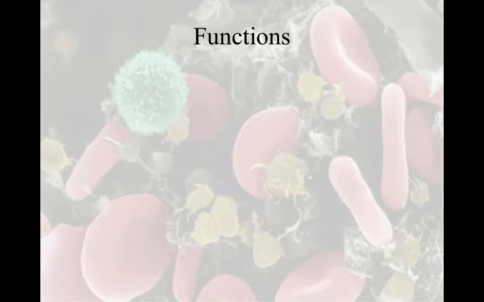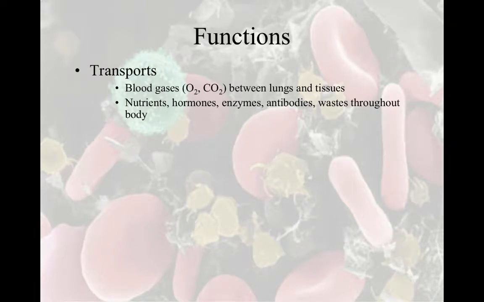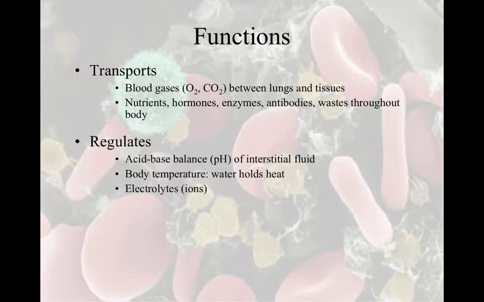Some of the functions of blood: it's important for transport, so it's transporting blood gases, oxygen and carbon dioxide, between lungs and tissues, and also transporting nutrients, hormones, enzymes, antibodies, and other wastes throughout the body. It regulates the acid-base balance, or pH, of interstitial fluid. So interstitial, we're in between the cells.